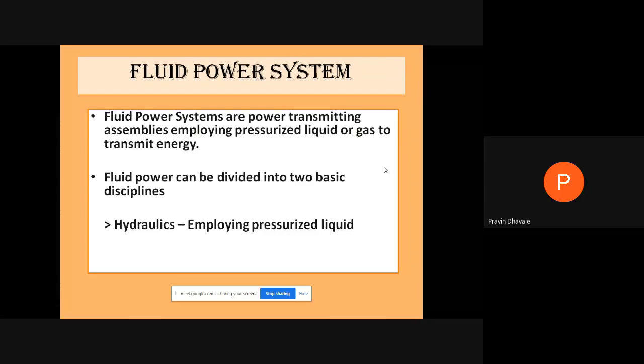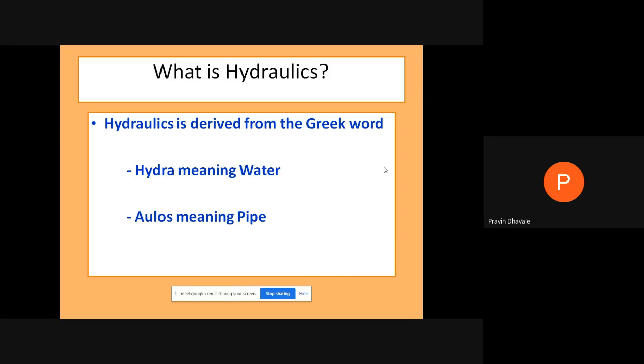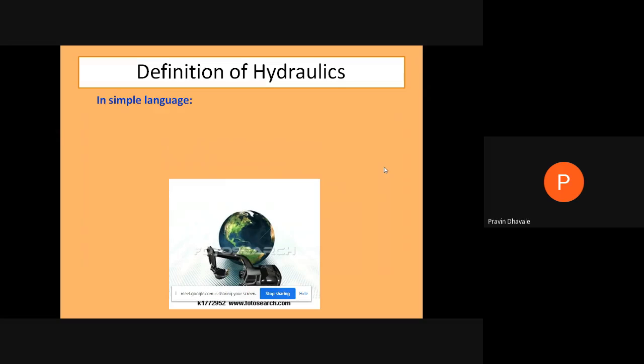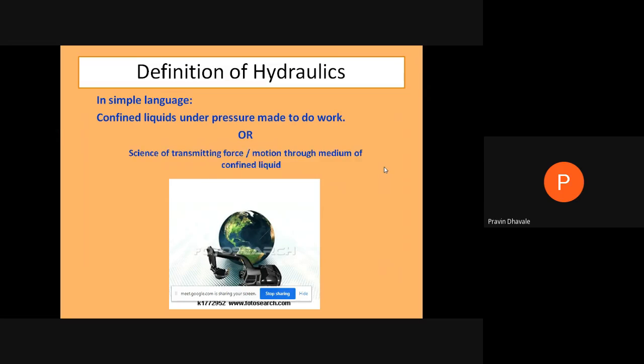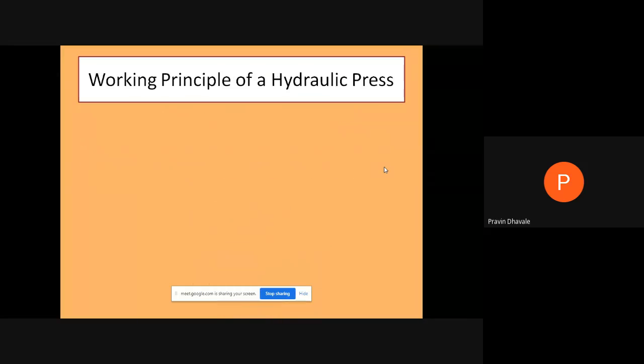This is the definition of fluid power system. It will be divided into two parts, hydraulics and pneumatics. It is a Greek word, we have seen the definition. All the hydraulic systems are based on Pascal's law. What this states: pressure exerted anywhere in a confined fluid is transmitted equally in all directions throughout the fluid. But one point we have to consider, that is force applied at a point is transmitted to another point using an incompressible fluid. That is very important. The fluid must be an incompressible one.